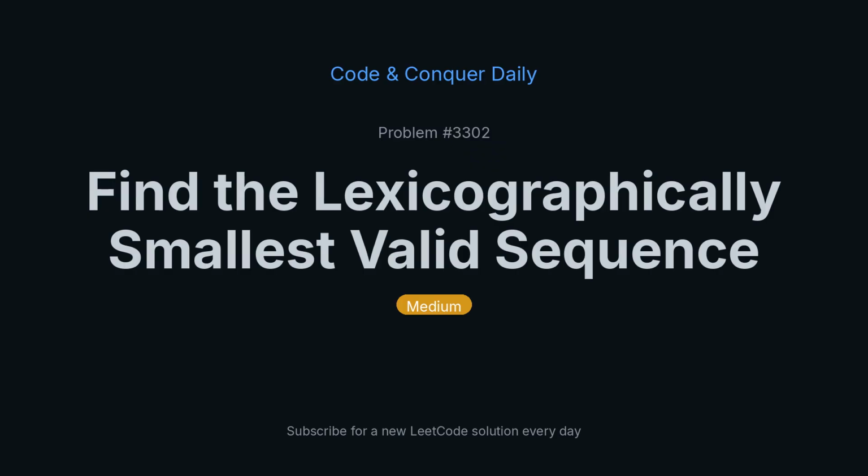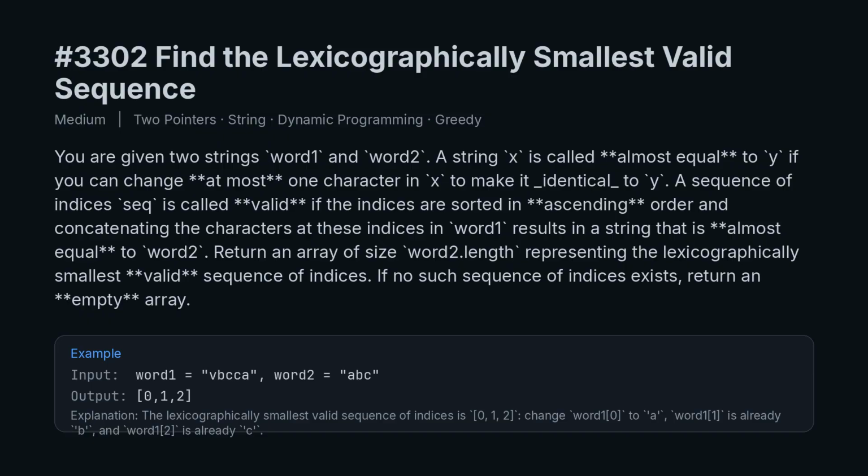Today we're tackling problem number 3302, find the lexicographically smallest valid sequence. LeetCode problem number 3302, find the lexicographically smallest valid sequence.